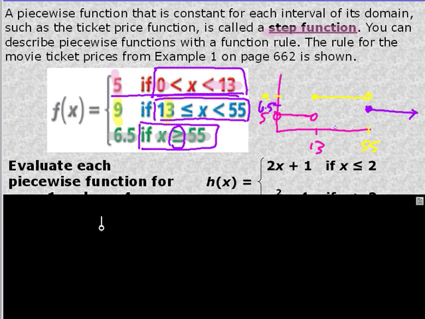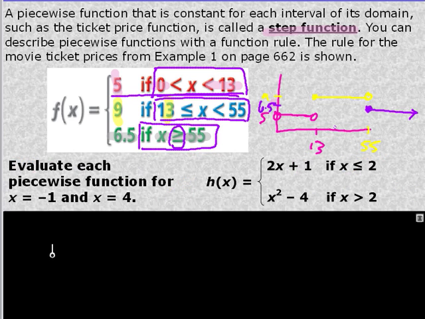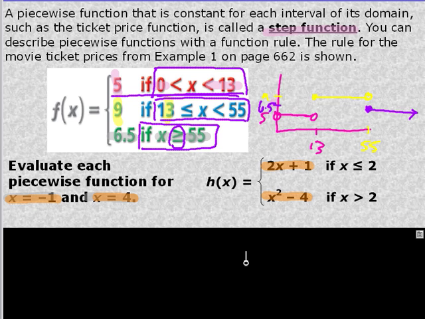All right, so evaluate each piecewise function for, and this says when x is equal to 1 and x is equal to 4. Well, that's really quite ugly. So here's our piecewise function, and we need to figure out which of these equations we want to use. And we're going to figure it out based on the value of x they give us. So the first one says x is equal to 1, or negative 1, sorry. Which of these is valid when x is equal to negative 1?